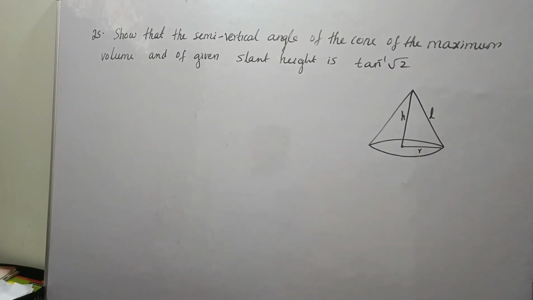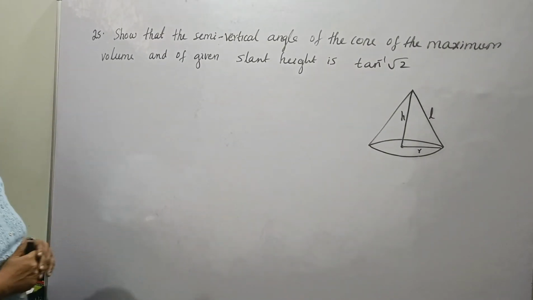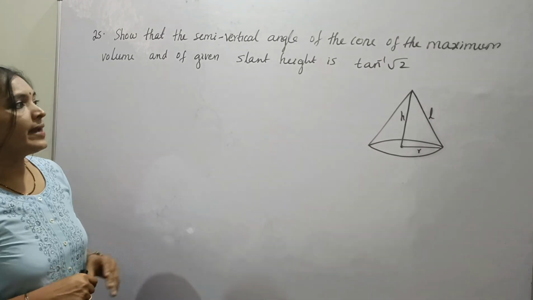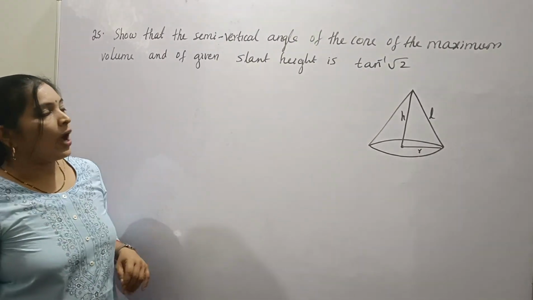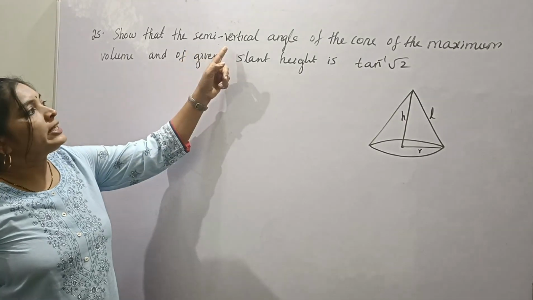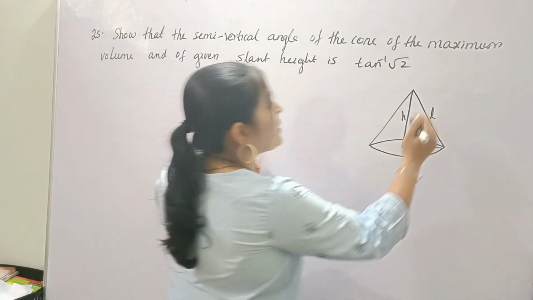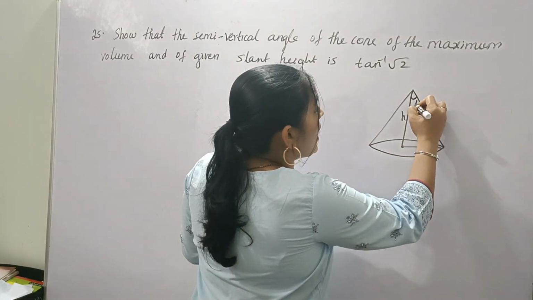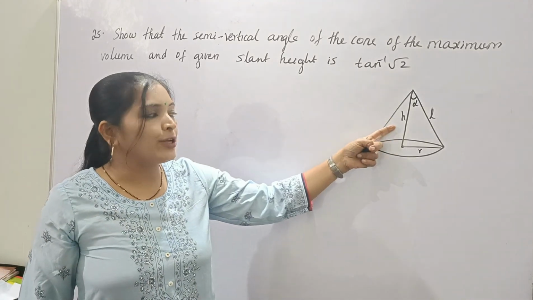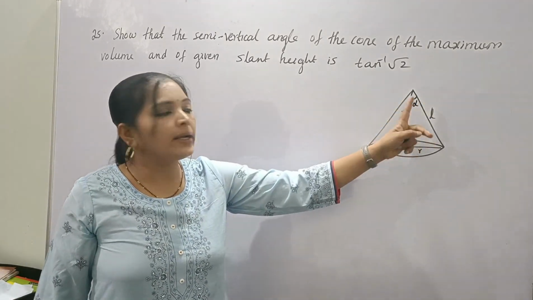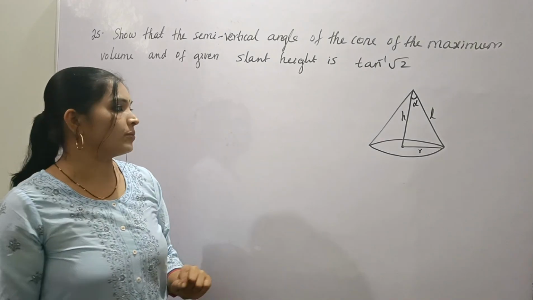Look at the next question. Show that the semi-vertical angle of the cone of the maximum volume and of given slant height is tan inverse root 2. Okay. So here, we have to prove the semi-vertical angle of the cone. See, this is the semi-vertical angle. Let alpha be the semi-vertical angle, and let h be the height of the cone and L be the slant height of the cone. R be the radius of the base of the cone.